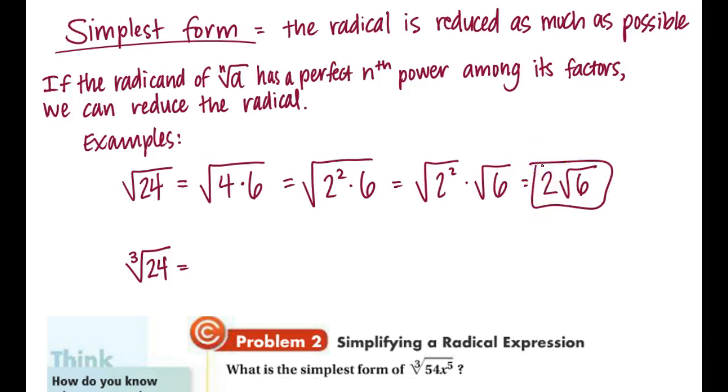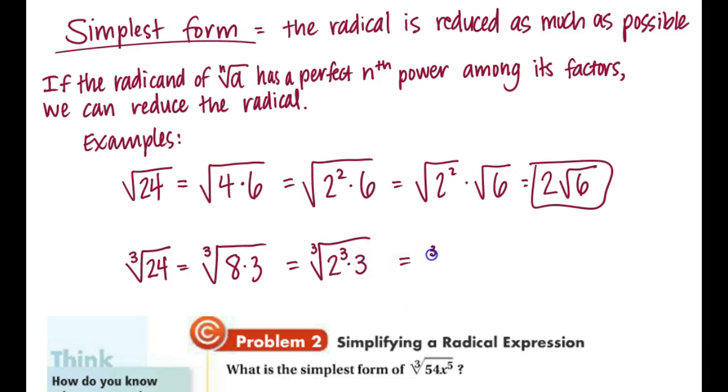Now let's take the cube root of 24. Let's think to ourselves, are there any perfect cube factors of 24? Well, 8 is a perfect cube factor of 24. So we can rewrite 24 as the product of 8 times 3. And now we can rewrite 8 as 2 cubed and then multiply by 3.